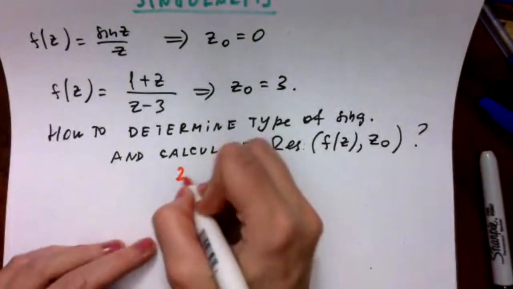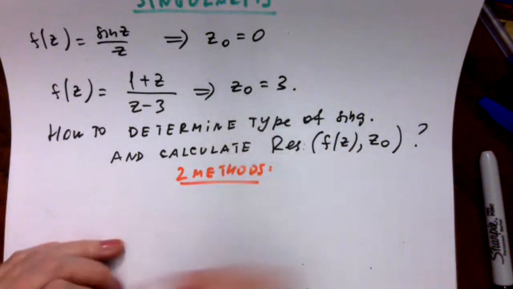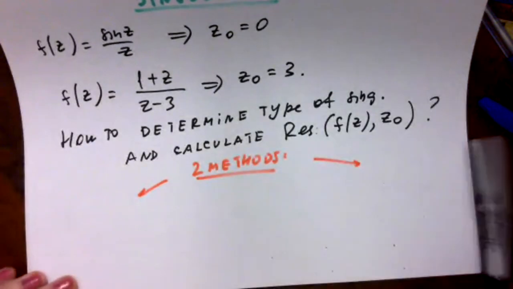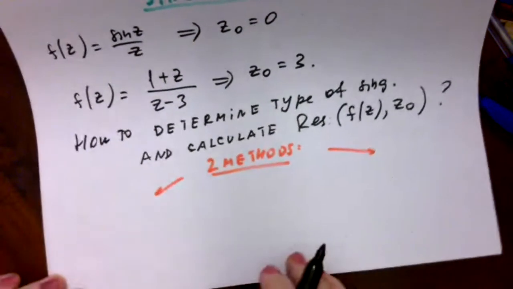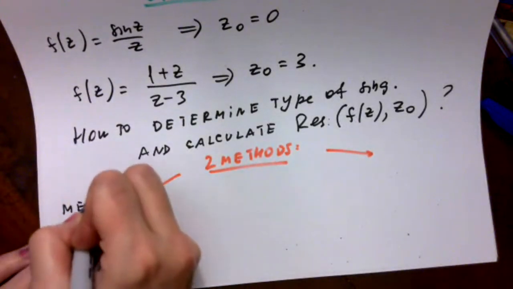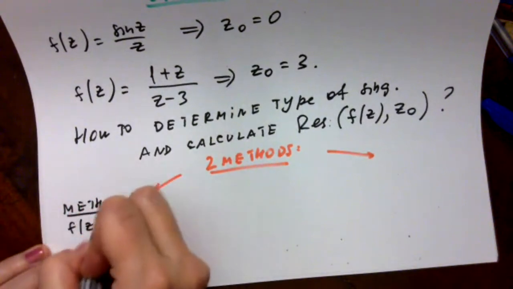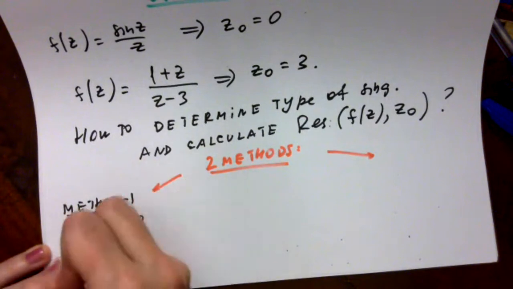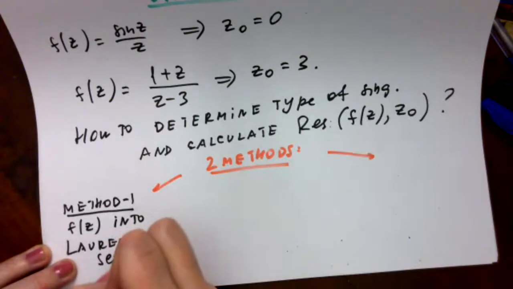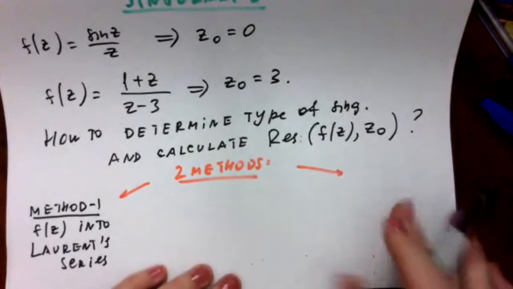Let's write it down, this very important idea. There are two methods which allow you to do this. Actually, there are even three methods. The first method uses expansion to Laurent series. So method one says that f of z should be expanded into Laurent series, and we are going to discuss it next. So you just need to know that this is the first method.